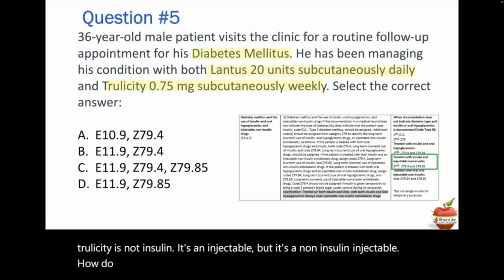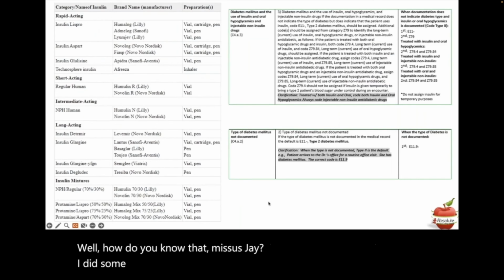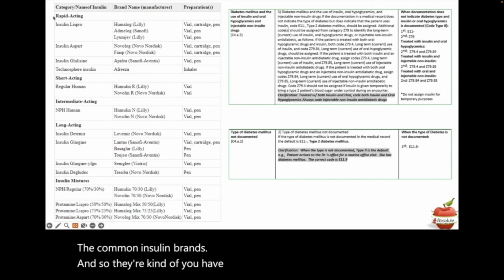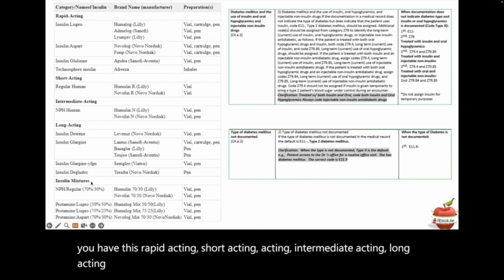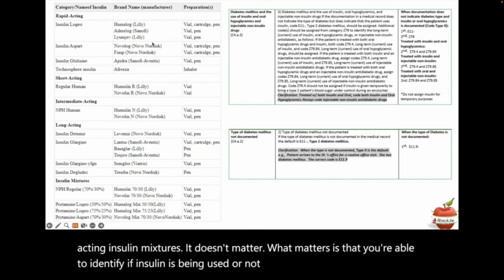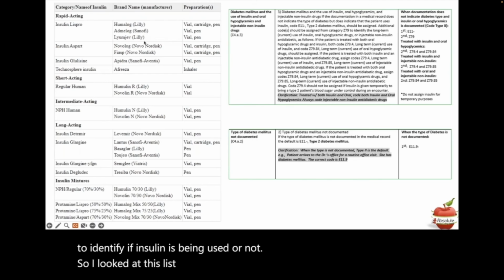Well, how do you know that, Mrs. J? Well, I did some research and I looked up the common insulin brands. You have different insulins for different purposes: rapid acting, intermediate acting, long acting, and insulin mixtures. It doesn't matter. What matters is that you're able to identify if insulin is being used or not. So I looked at this list and I said, okay, how are they going to identify insulin on sight?